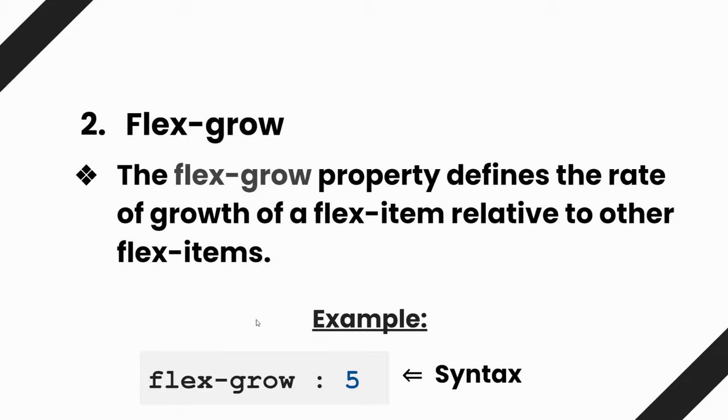Next, we have the flex grow property. This particular property defines the rate of growth of the flex item relative to other items. So if we noticed very well, when we were shrinking the flex container, we also saw the items shrinking together, and that's because the flex shrink by default is also 1. But, oh sorry, we are talking about the flex grow here. So the flex grow property defines the rate of growth of the flex item relative to other items.